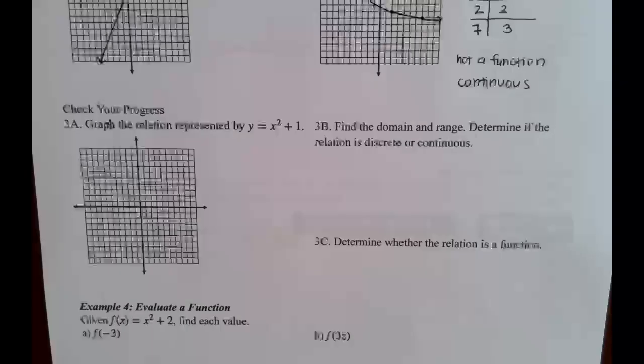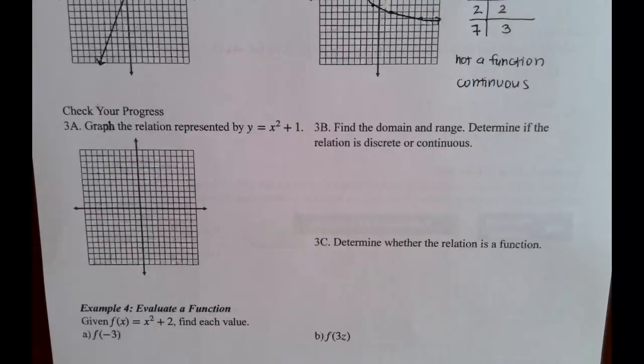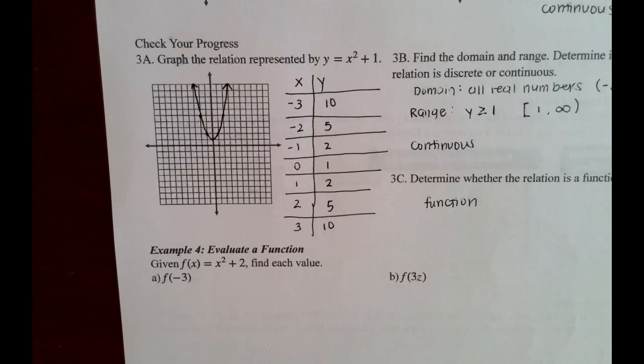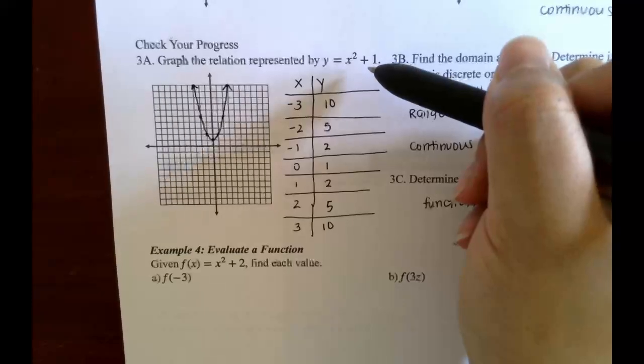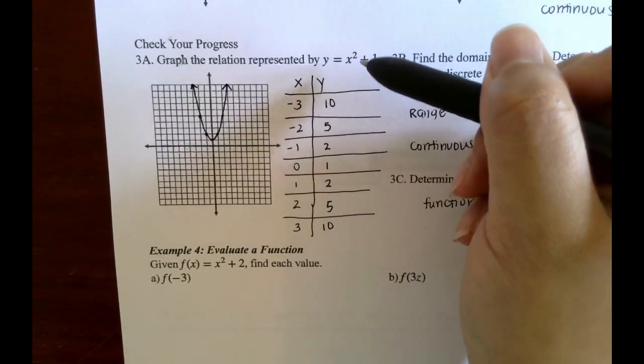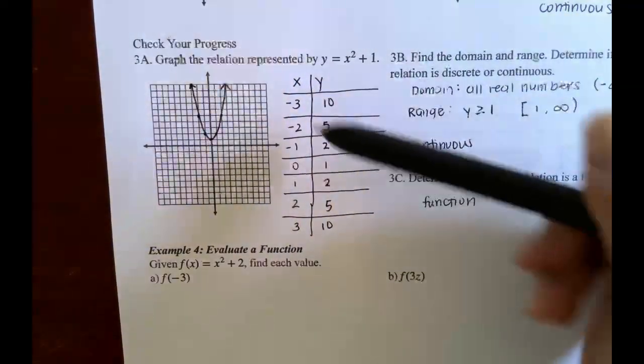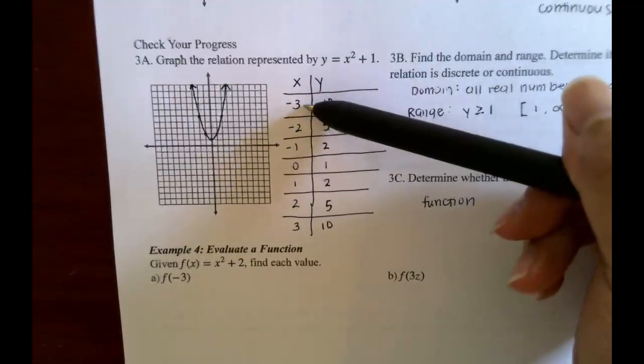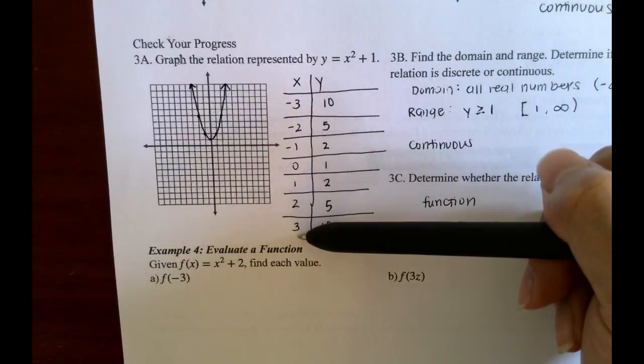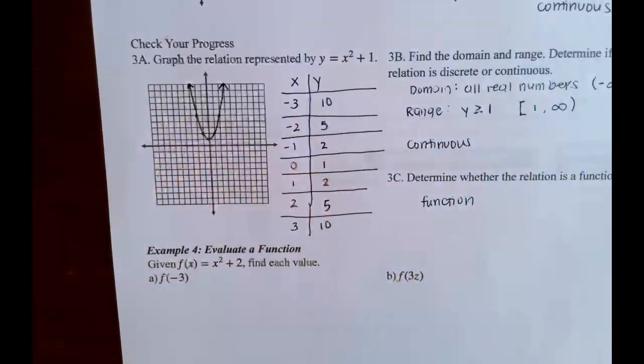Next, you're going to try 3A on your own and then come and check your answer. Okay, this is your graph. Hopefully you could recognize that this is a quadratic function and know how to graph it. But if not, you just plug in values for x. Again, I generally do -3 to 3. Okay, plot the points. It should look like this.